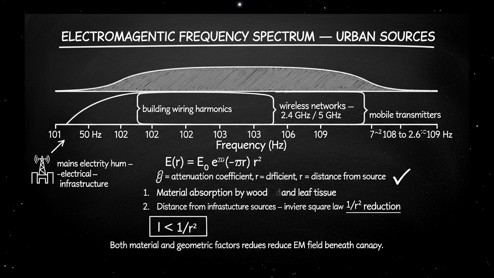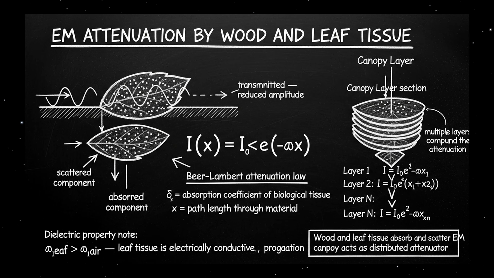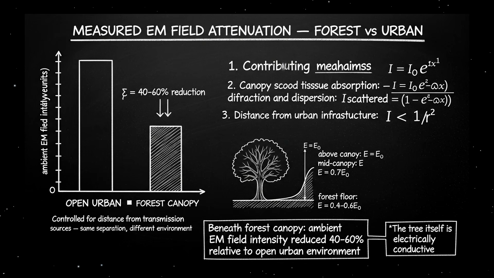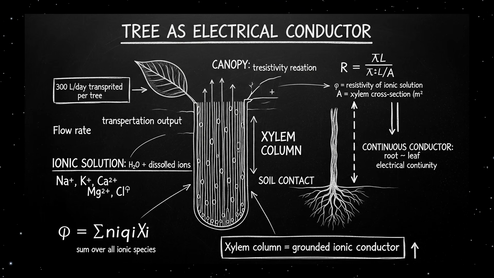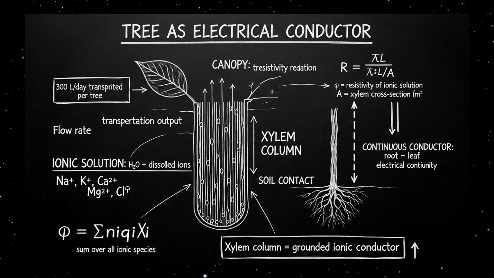Beneath a tree canopy, this background is attenuated. Wood and leaf tissue absorb and scatter electromagnetic radiation, and the distance from infrastructure sources reduces field strength. Measurements of ambient electromagnetic field intensity beneath forest canopies show reductions of 40 to 60% compared to open urban environments at the same distance from transmission sources. The tree itself is electrically conductive. Water, the 300 liters transpiring daily through the xylem, is an ionic solution, and the continuous column from root to leaf functions as a conductor connecting the canopy to the soil.